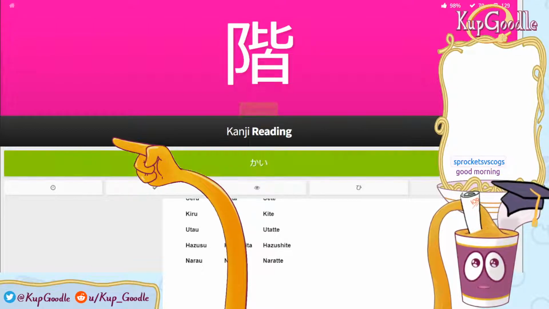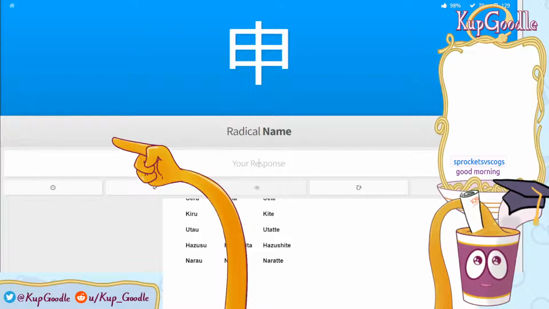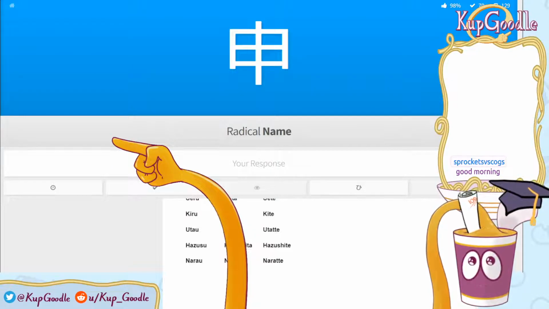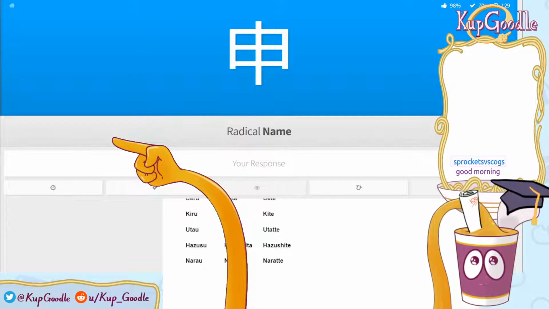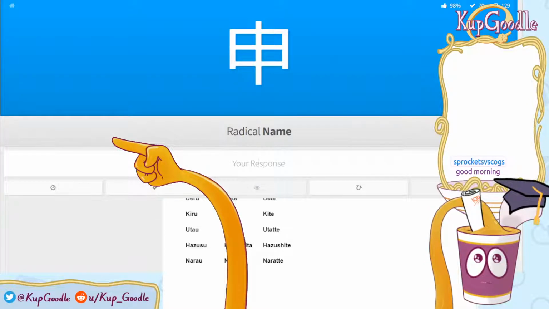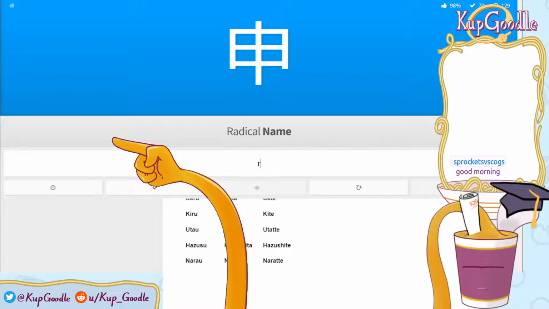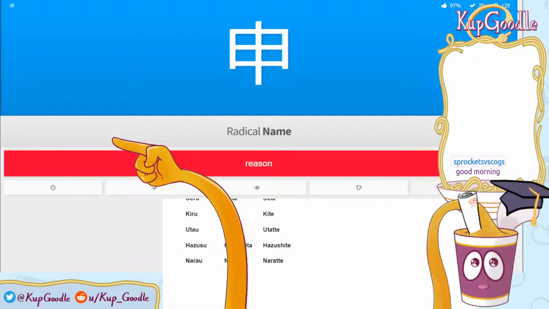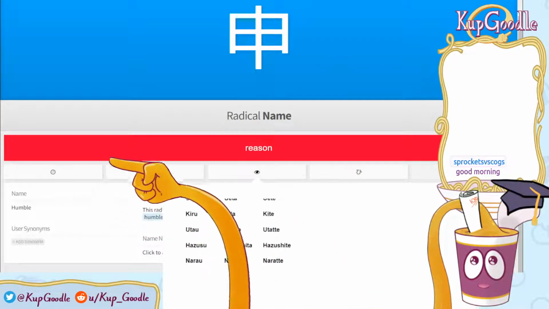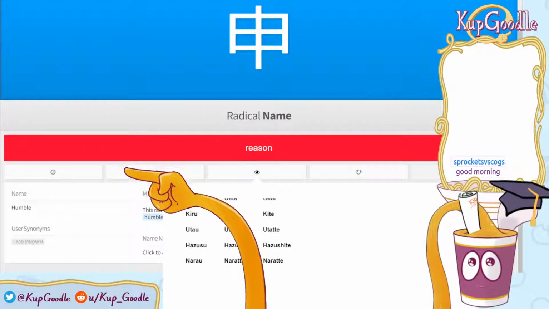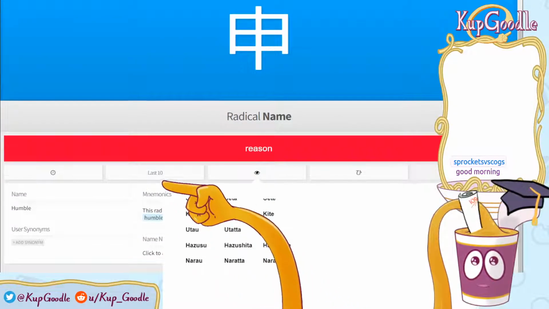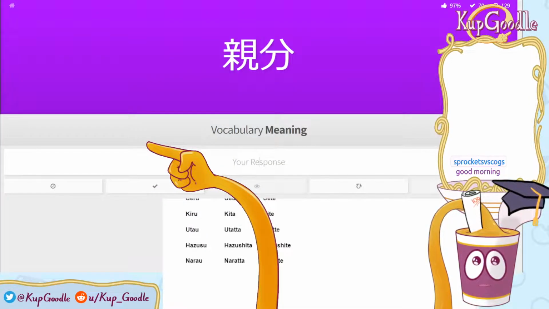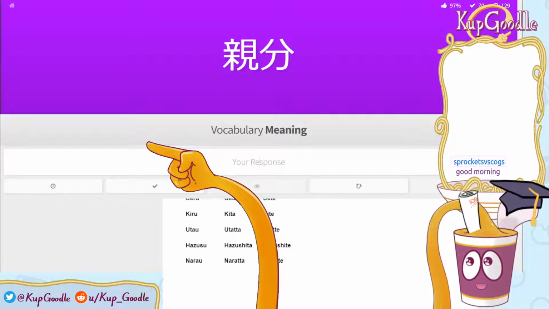Kai. Radical name. This is humble, or to say something or reason. What is it? Is it the reason that you have a cross in front of your mouth, or is it humble to have a cross in front of your mouth? Let's say reason. It was not reason. It was humble. Okay. Those two are very similar, if I remember correctly. Or reason uses that radical.